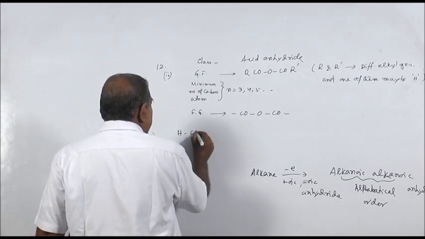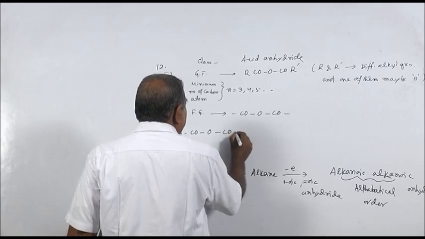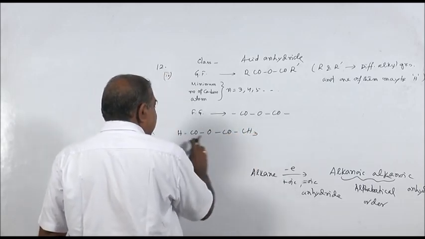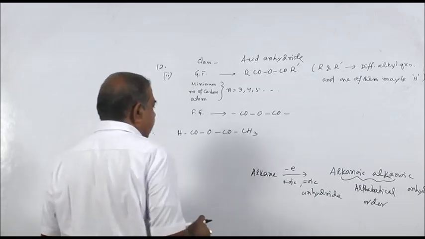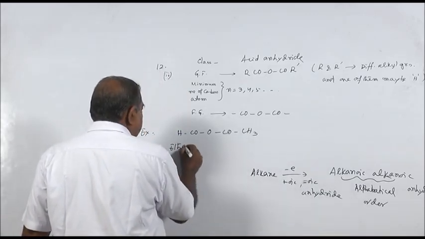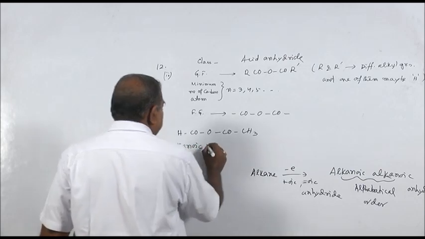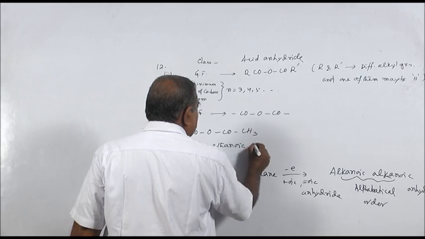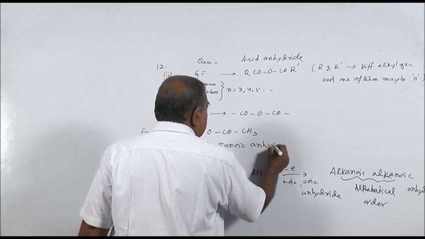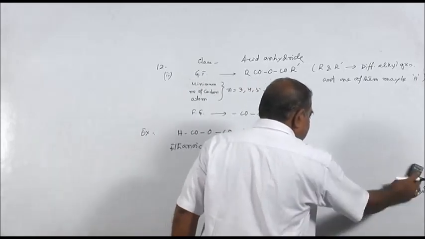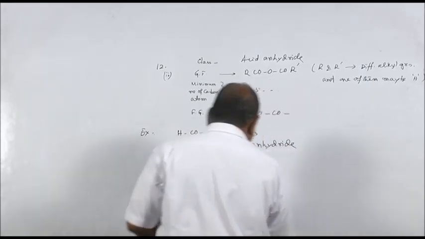Say HCO. So you can see this side contains 1 carbon atom, methanoic. This side is ethanoic. E comes before M, therefore the name is ethanoic methanoic anhydride. This is in alphabetical order.